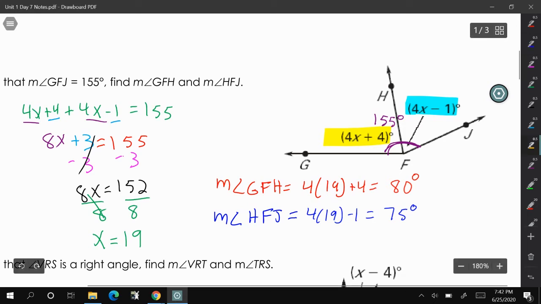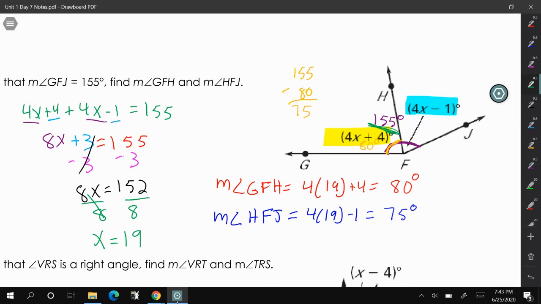You could have said, well, if I know this part right here is 80 degrees and the whole thing is 155, you could do 155 minus 80, and that gives you 75 degrees as well. I sometimes shy away from that because what if this 155 right here is incorrect? Then I'm using an incorrect answer right here to get my other answer, which will therefore be incorrect. So unless I'm in a hurry, I like to take the time to plug in x into each equation separately.